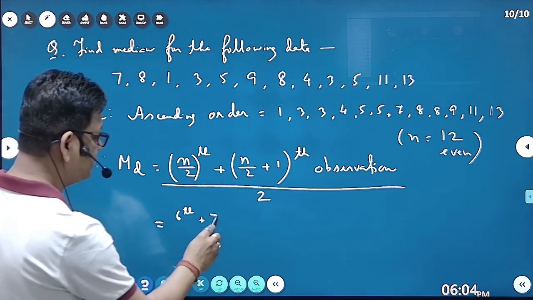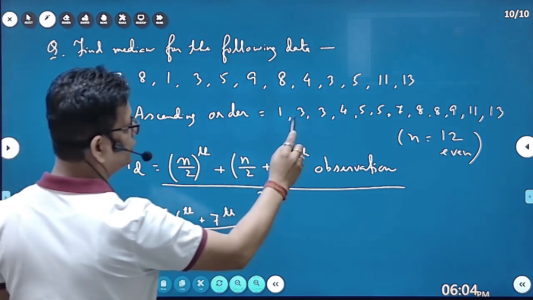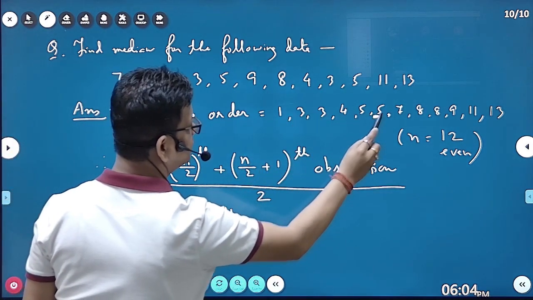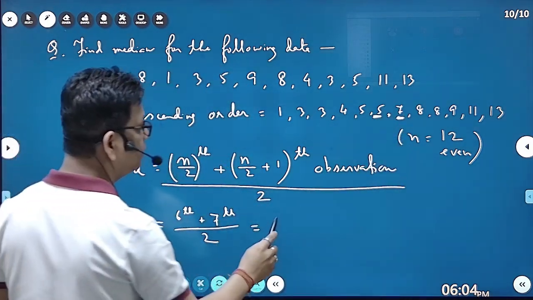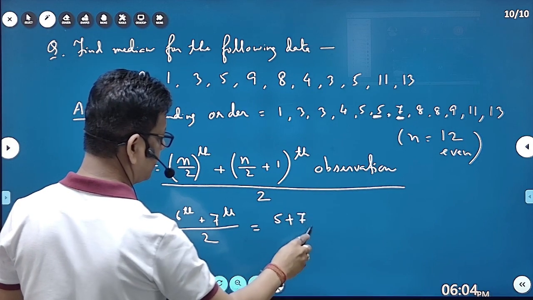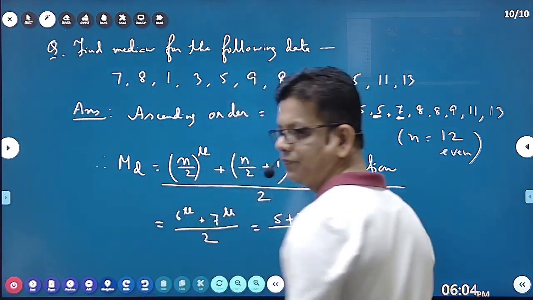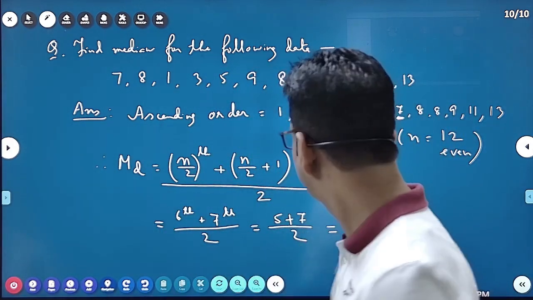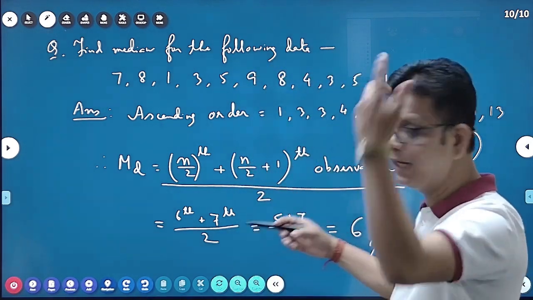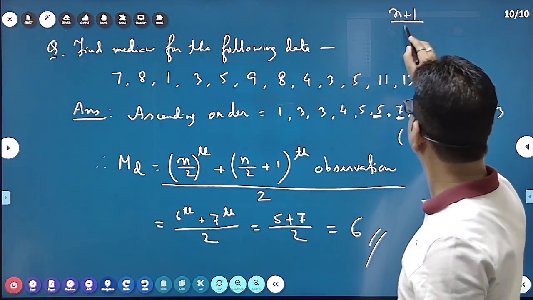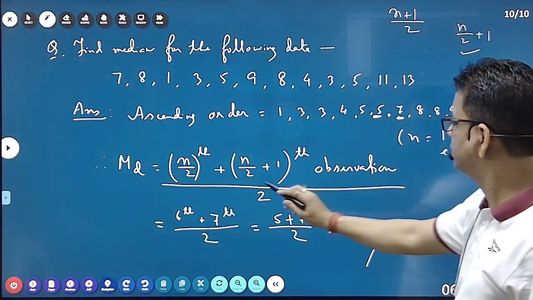The next one is the 7th. So you just take the 6th and 7th numbers. Counting 1, 2, 3, 4, 5, 6, the 6th number is 5, and the 7th number is 7, so it will be 5 plus 7, divided by 2. One thing you always remember: for even it is n by 2 and n by 2 plus 1, and the other one, n plus 1 by 2, is for odd.